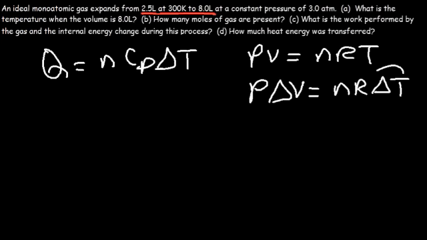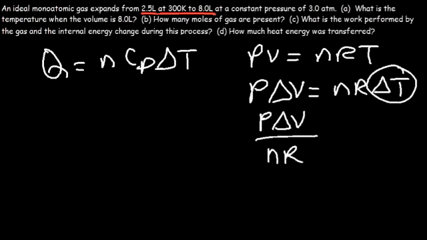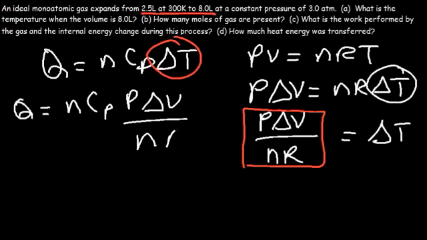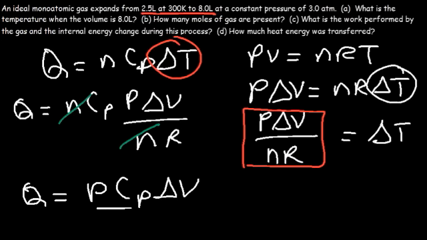Now we need to solve for delta T. So P delta V divided by nR is equal to delta T. So now let's replace delta T with this value. Q is equal to n times Cp times P delta V divided by nR. So we can cancel n. Therefore Q is equal to P, the pressure, times Cp, the molar heat capacity at constant pressure, times the change in volume divided by R.